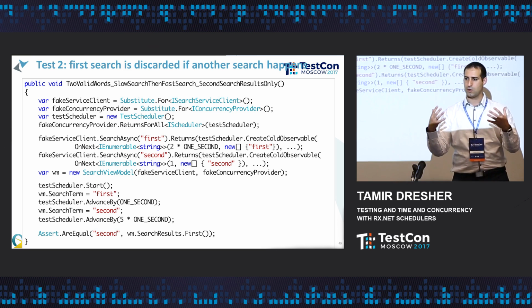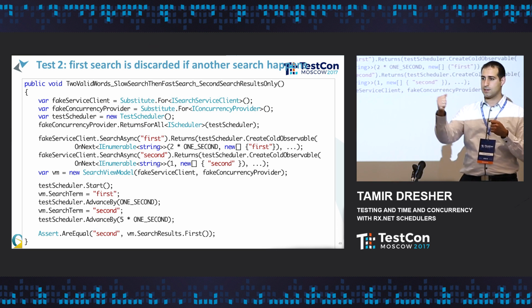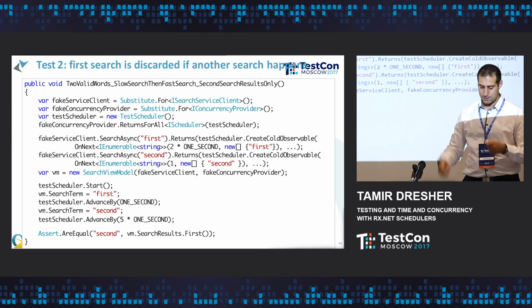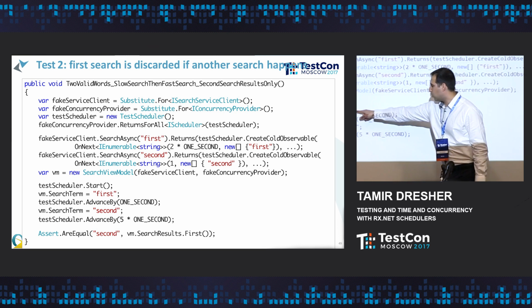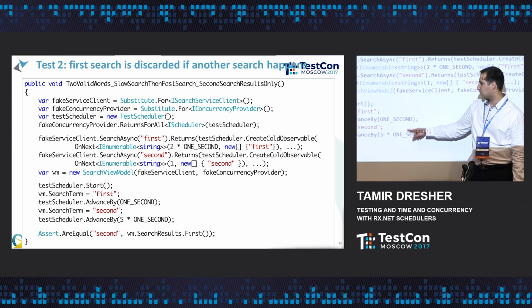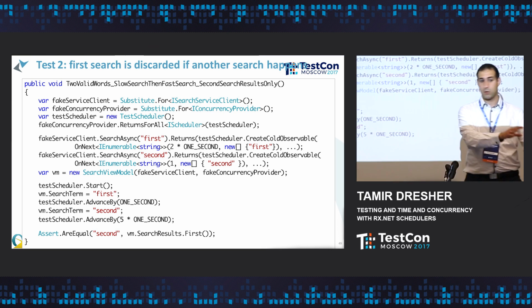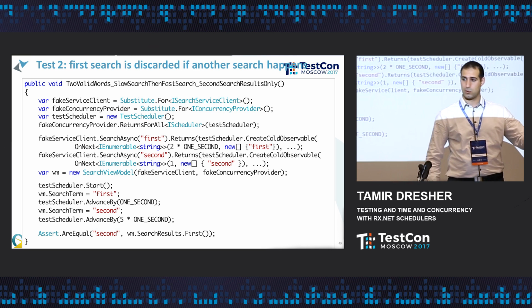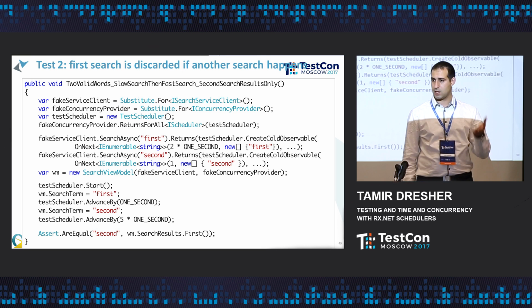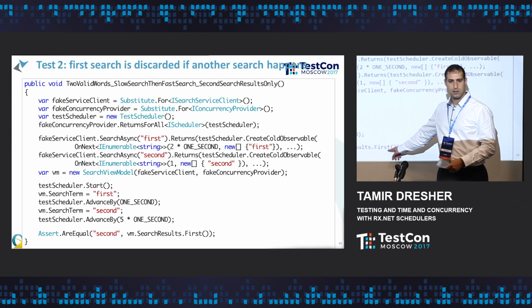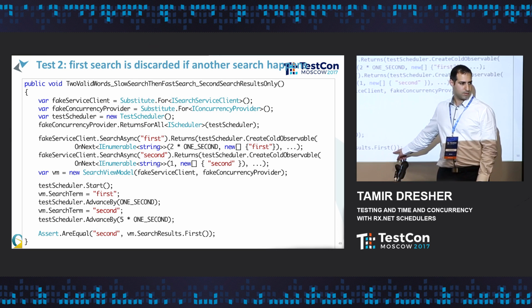So now I created a search service client where one search is slow and one is fast. And now I just run my code and I say, search the word first and advance the time by 1 second, search the term second and advance the time by 5 seconds. It runs really, really fast. It behaves like it's really running with a 5-second time span. And later I just make sure that my result is of the second search.